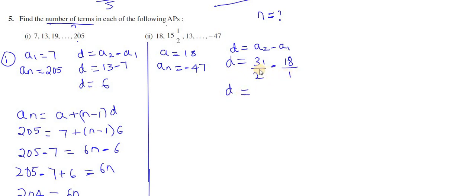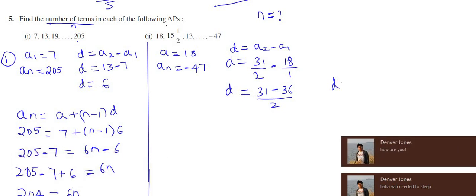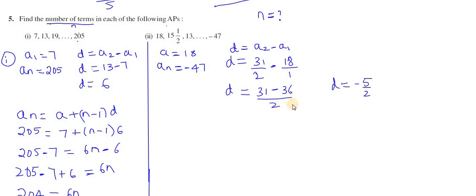If we do that, 31 into 1 is 31. 31 minus 18 twos are 36, divided by 2. So if we simplify this, therefore the d value is equal to minus 5 by 2. The d value is minus 5 by 2. Okay, and also we can write that as minus 2.5. Why minus 2.5? It helps us to simplify. It is helpful for simplification.